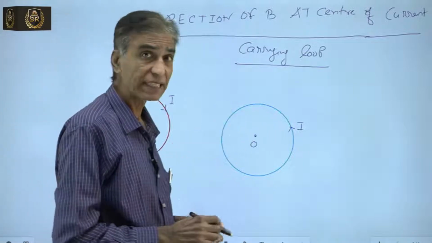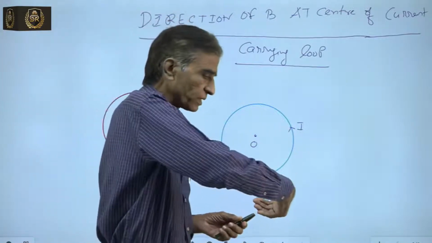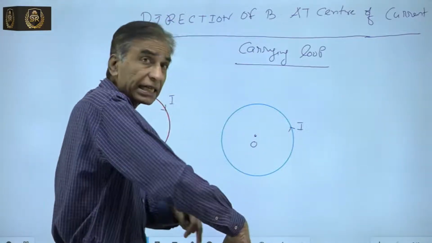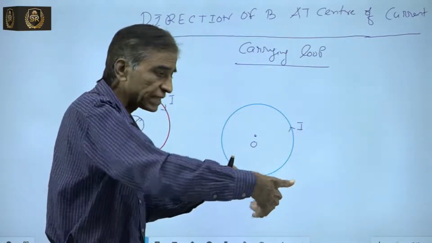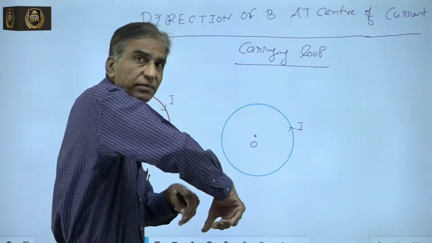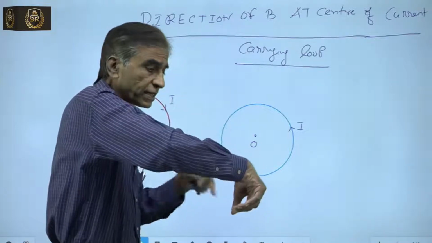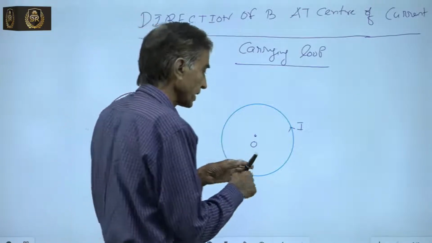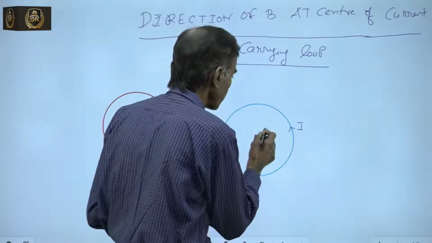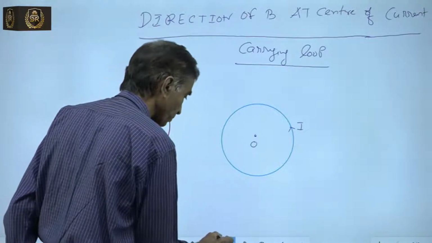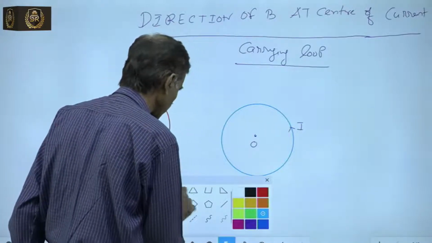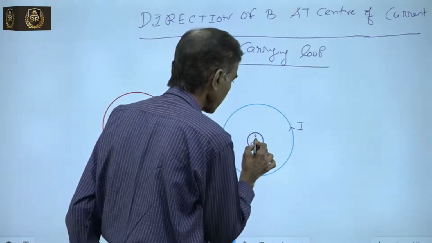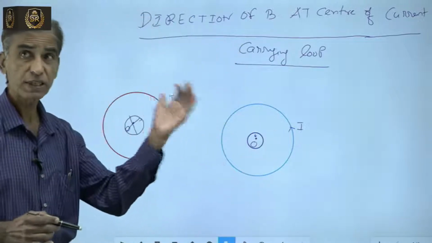Next, take anti-clockwise. Anti-clockwise means what? It has to come like this. This is clockwise, just take the opposite for anti-clockwise. When it is anti-clockwise, my finger is coming towards me. That means here the field is out of the plane. It is out of the plane, which means it is coming towards us.